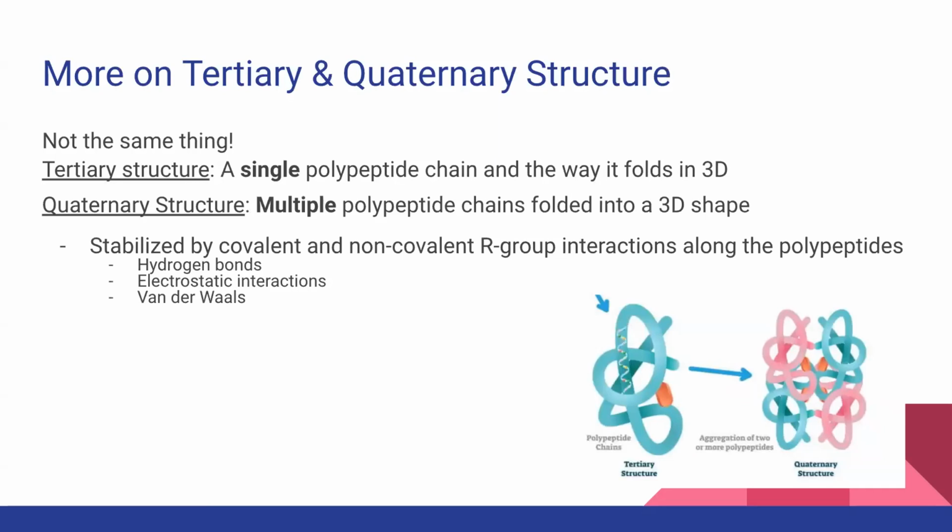So tertiary and quaternary structure are not the same thing. Tertiary structure is just the interactions between the R groups. It's how the overall single polypeptide chain is going to fold. For quaternary structure, again, you have to have multiple polypeptide chains, and the same types of bonds are seen in both tertiary and quaternary structure. They are just not the same thing. Is that clear?